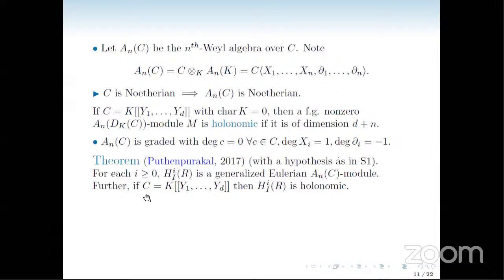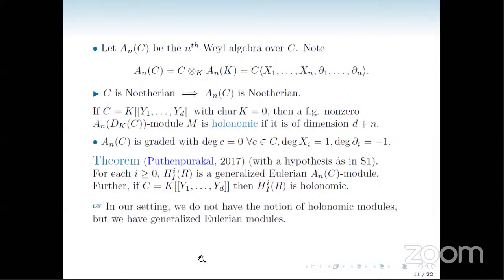And he further proved that if C is the power series ring over K in d variables, then this local cohomology module is holonomic. So in our setting, although we don't have the notion of holonomic modules, we have this notion of generalized Eulerian modules. And it appears that, with a little care, all these important results carry over to generalized Eulerian modules.